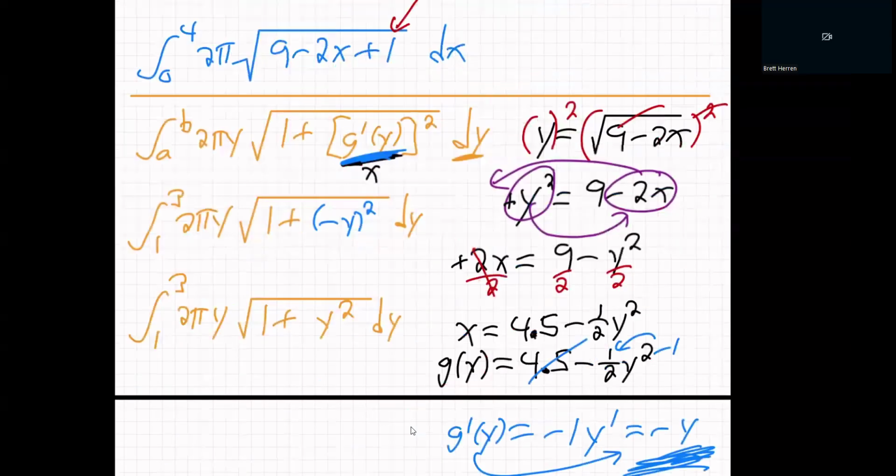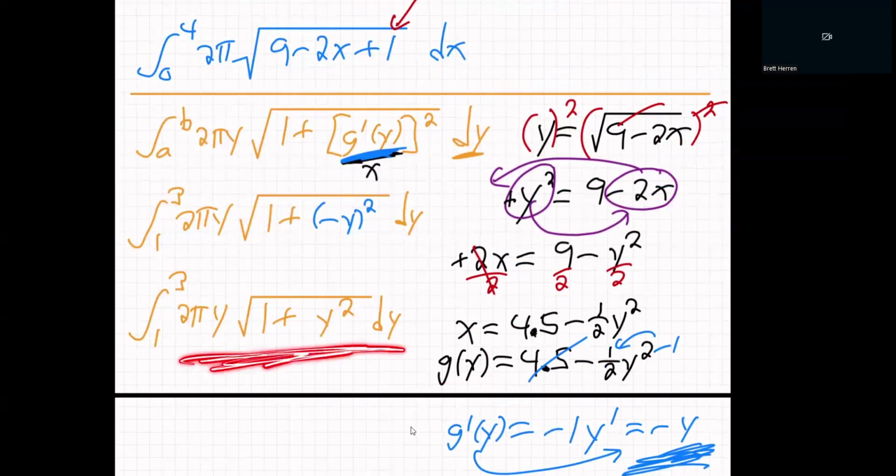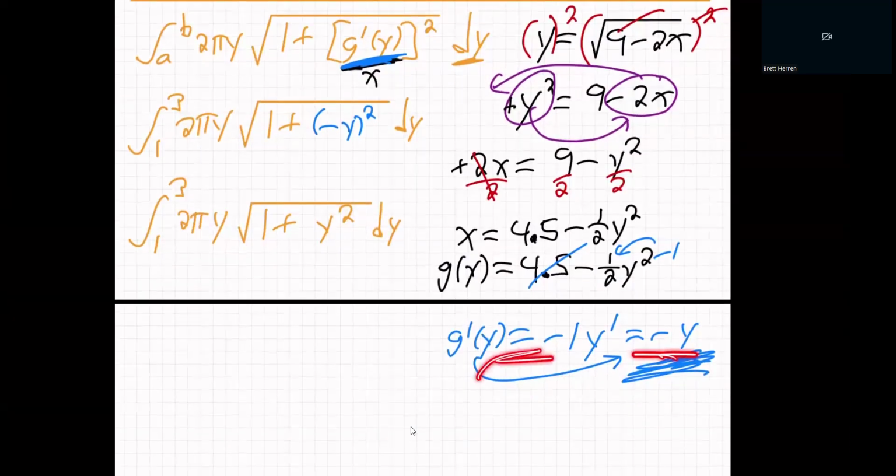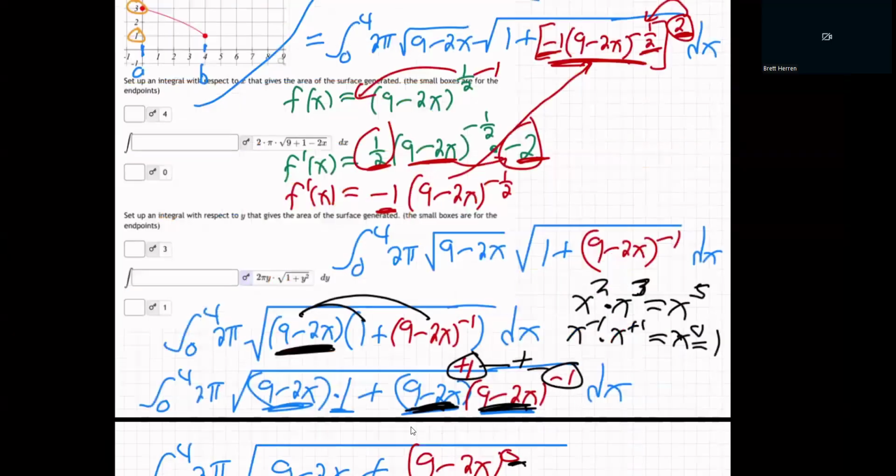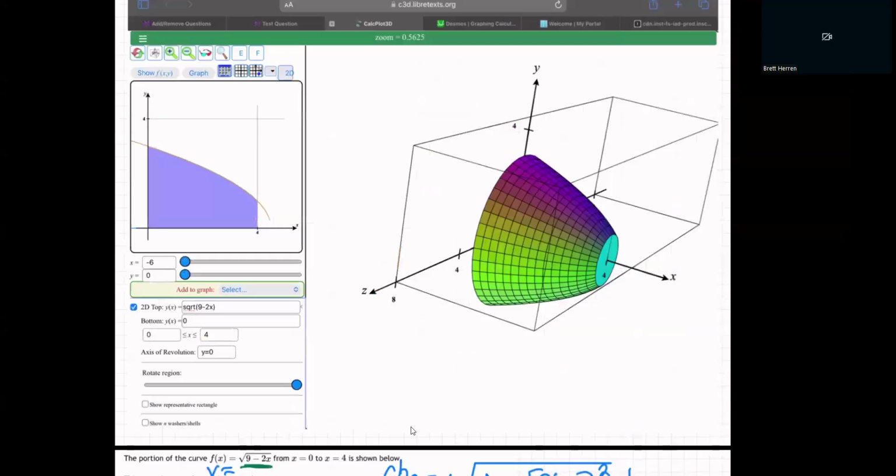Because sometimes one's easier than the other, and we can see this one came out a lot nicer. It didn't have to mess with all them fancy square roots and power stuff. Just came out really nice. The derivative just came out to be negative y, and plug it in, and this just stayed y. So there we go. Those formulas will give you the surface area of that coffee cup shape.